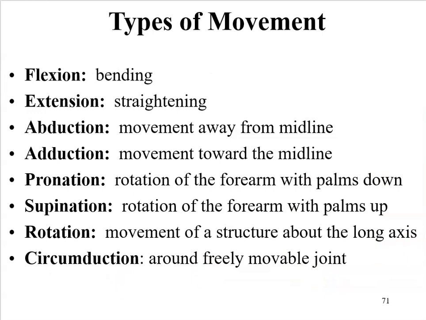Some types of movement we'll see at these synovial joints include flexion and extension. Flexion is bending to decrease the angle between two bones. Extension is the opposite, a straightening to increase the angle.